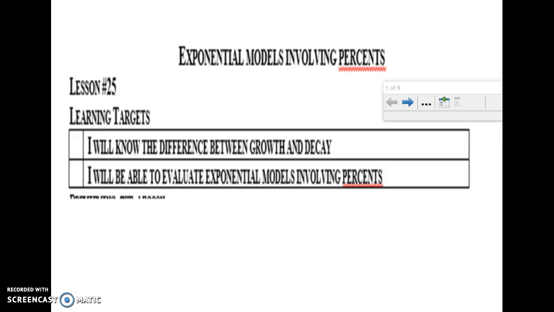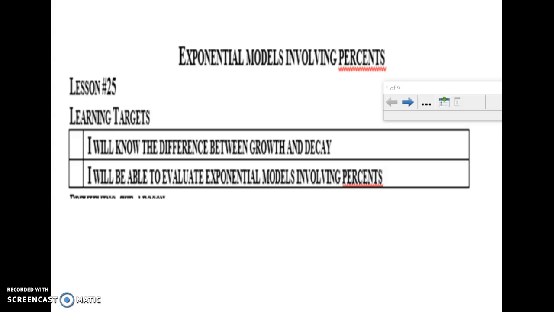So today, lesson number 25 is all about exponential models. Using the exponential equation or function and using percents, which we've done for the last couple of lessons here. Learning targets will be to know the difference between growth and decay, so how something's increasing and decreasing, but we'll use different words for that, growth and decay, and to be able to evaluate an exponential model involving percents.